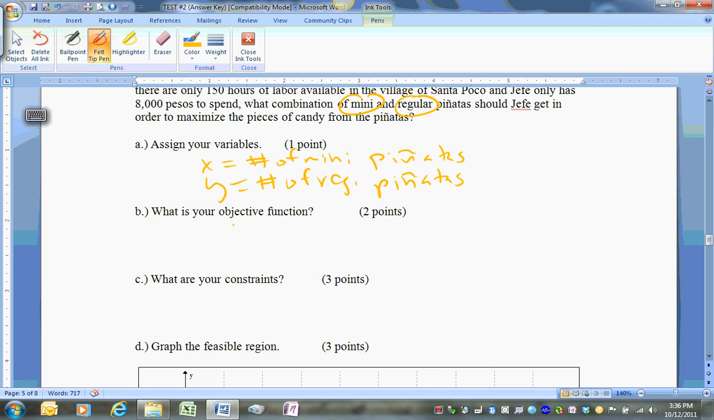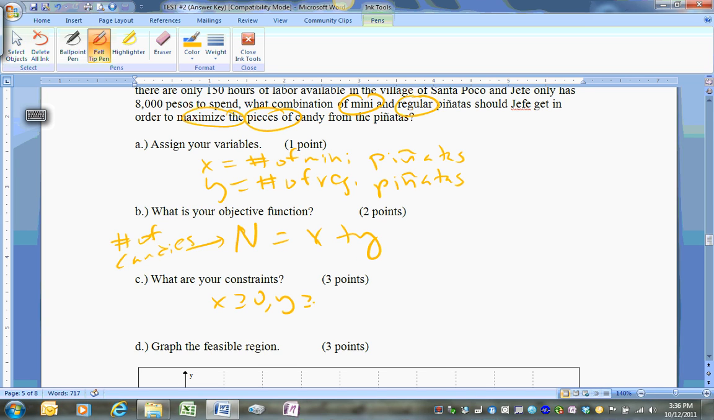The objective function, that's your goal. Your goal is to maximize the pieces of candy. So we'll call it N for number of candies. You could use any letter you like, P for pieces of candy or C for candy. I don't really care. But you want to maximize the number of candies, so it has to be x plus y.